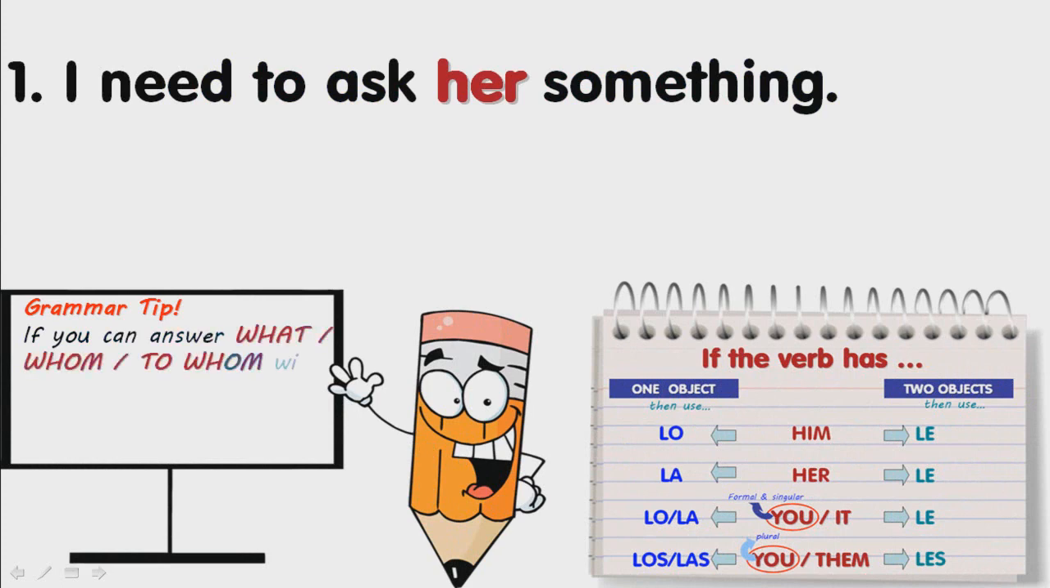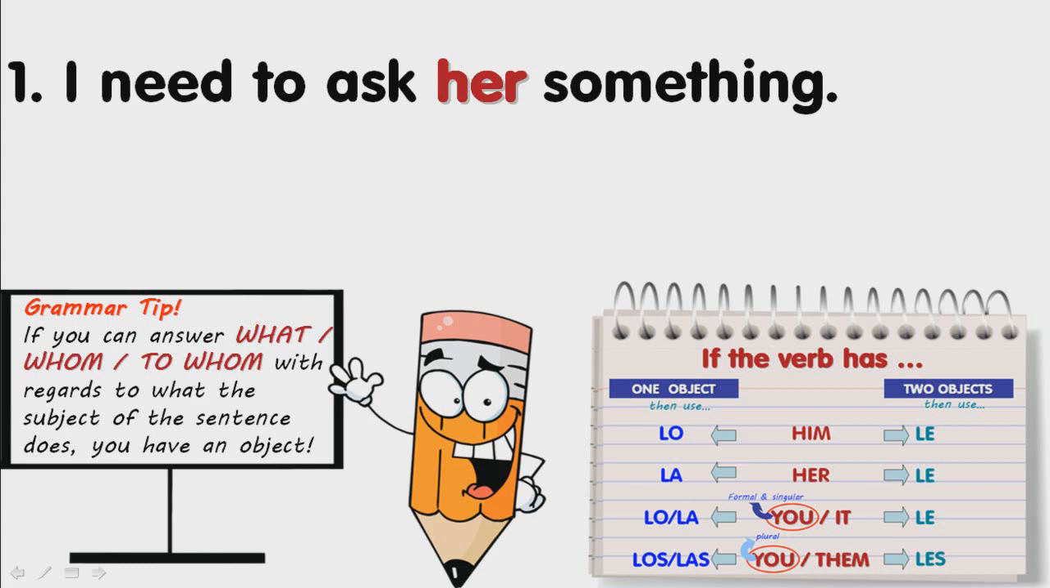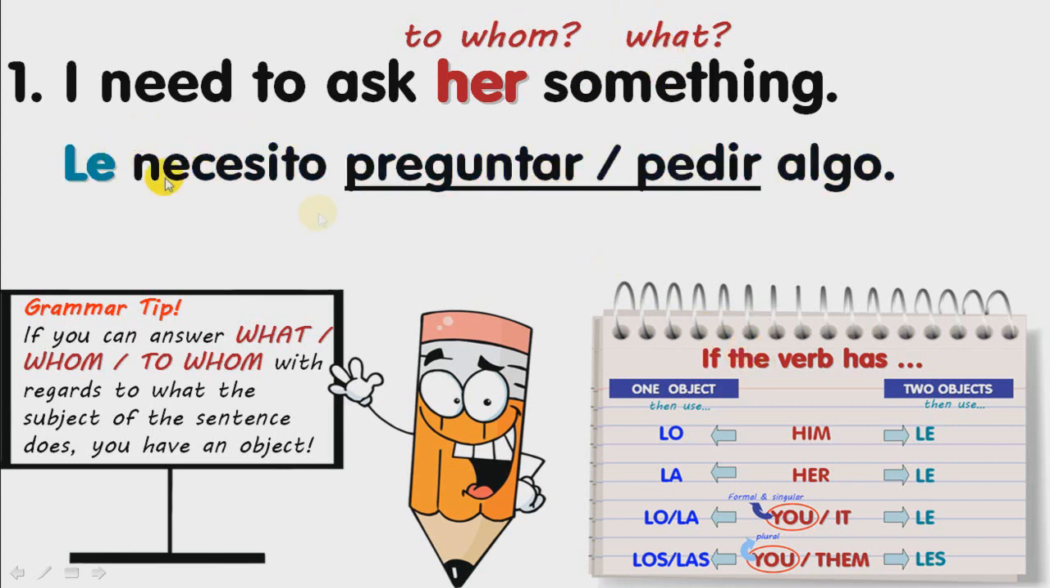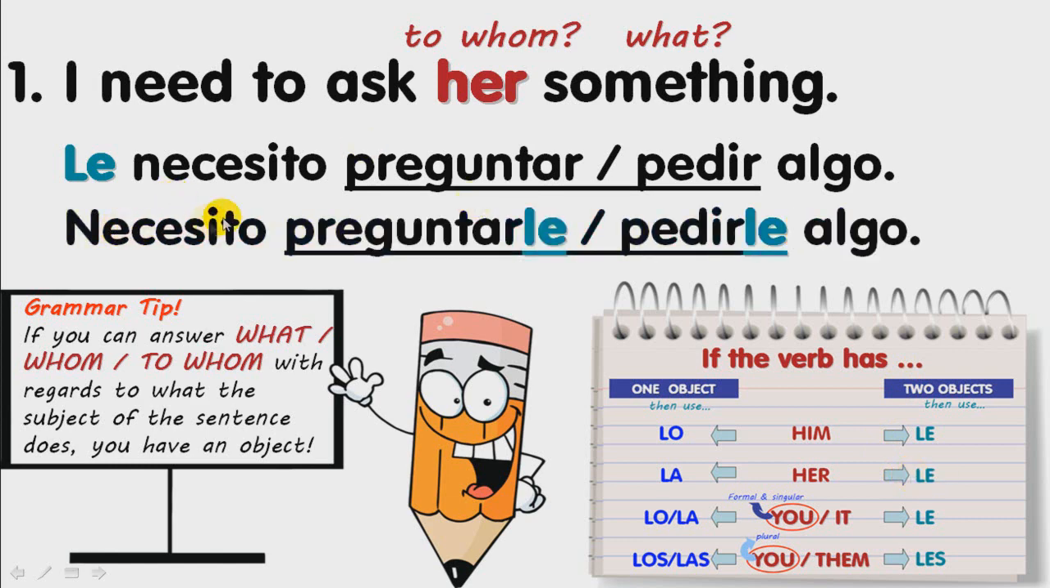I need to ask her something. We can answer the question to whom, and we can answer the question what. For that reason, we know that there are two objects. Le necesito preguntar o le necesito pedir algo. We're using le because as we have two objects, the translation of her is le. Another option is necesito preguntarle o pedirle algo.